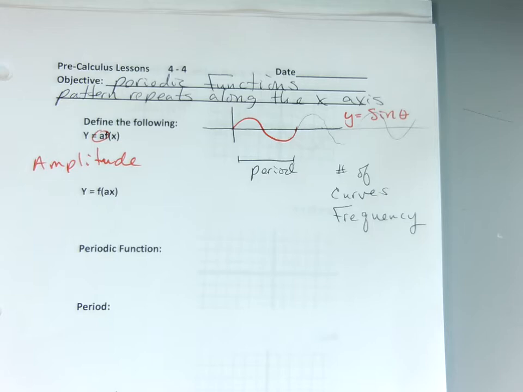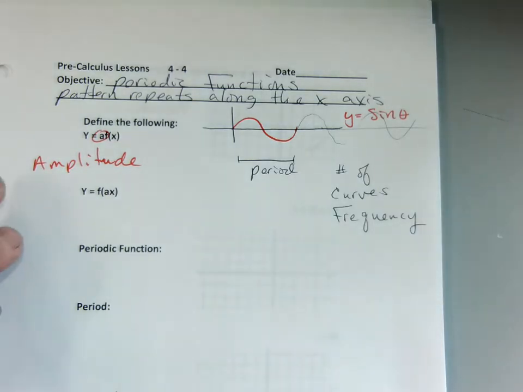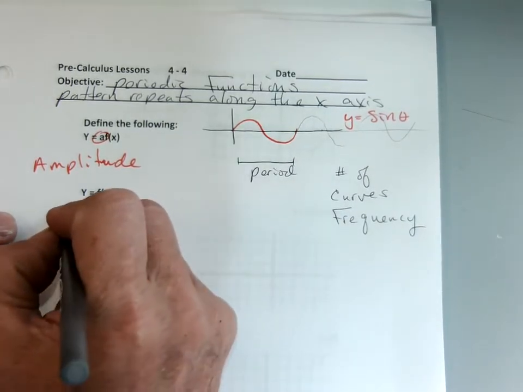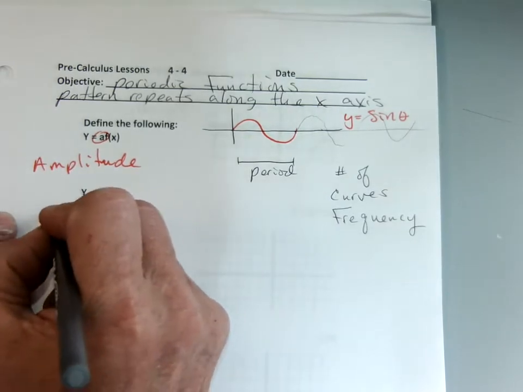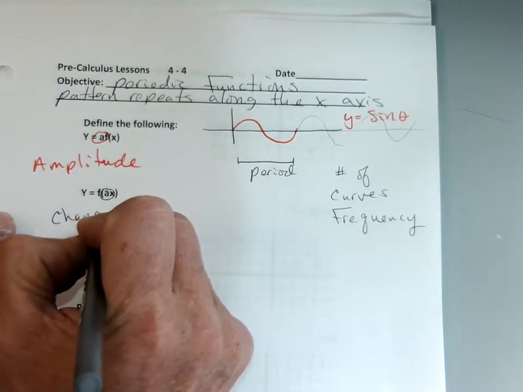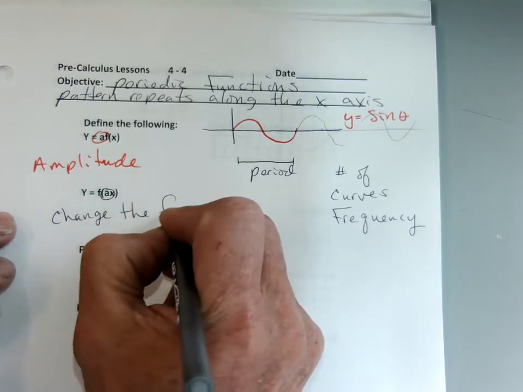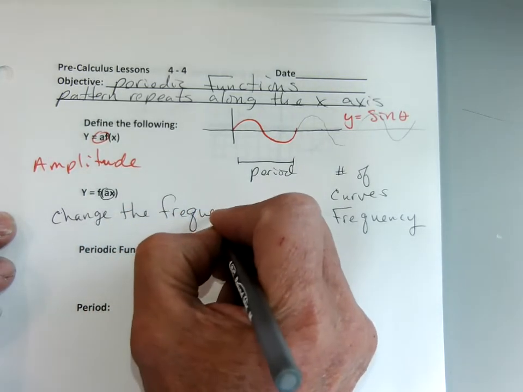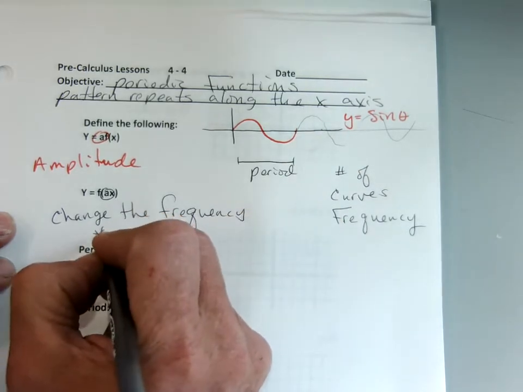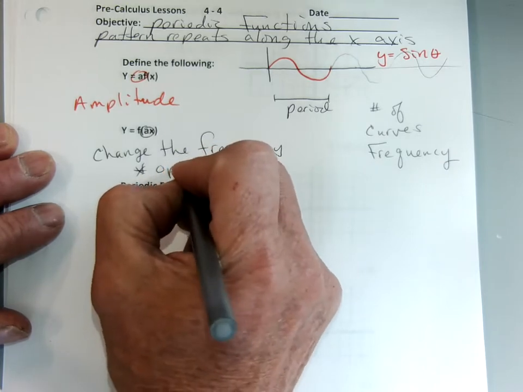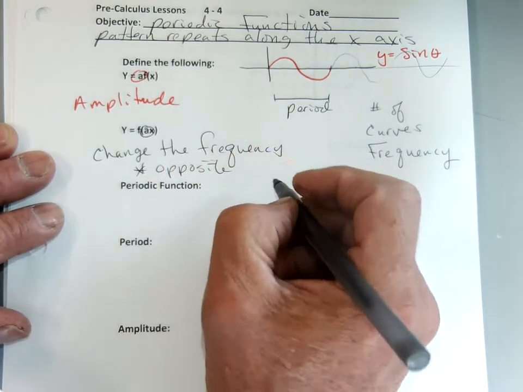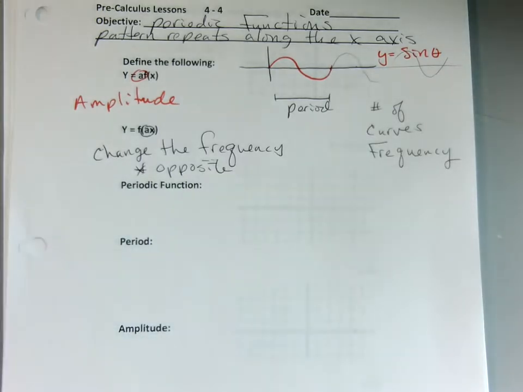So, if I did f of a of x, if I went to this equation, the inside changes the frequency, okay? It changes the frequency. So you got to be a little careful. We'll put a little star, and it's going to be the opposite of what you think. So, Kai said it really well, and I'm going to write it up here.